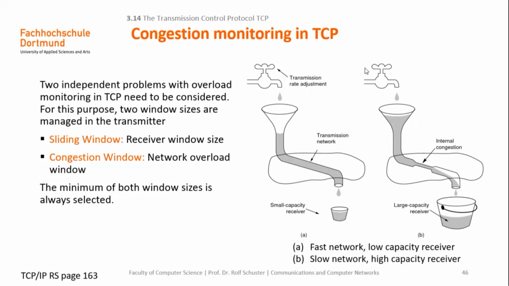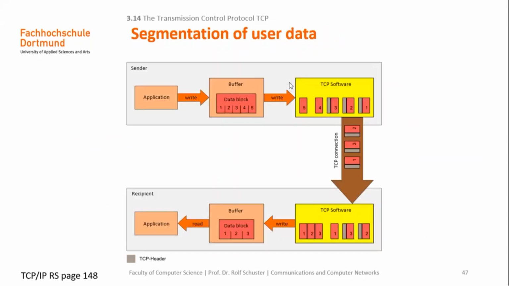Remember that in every case, the TCP will adjust the rate of the transmission, modifying the window size. Then the first mechanism that we will see is the flow control.